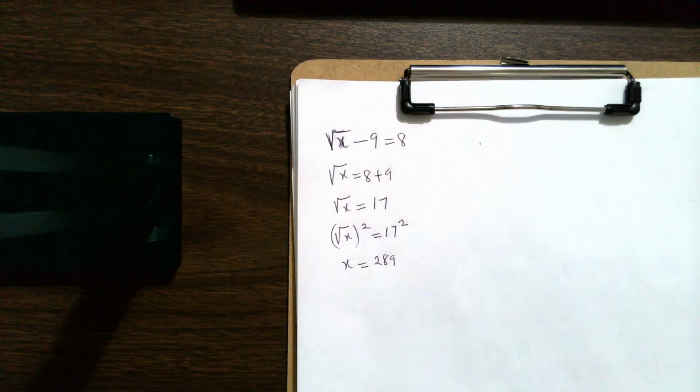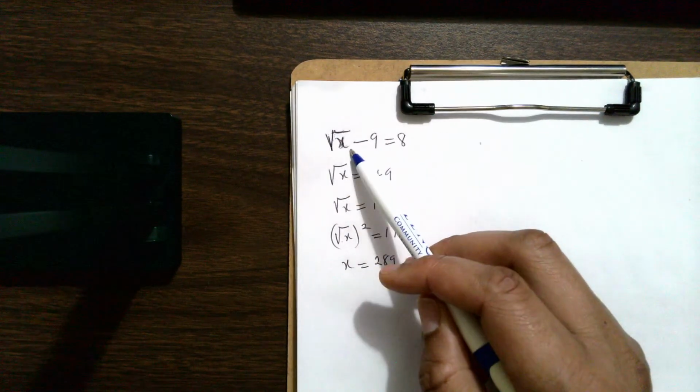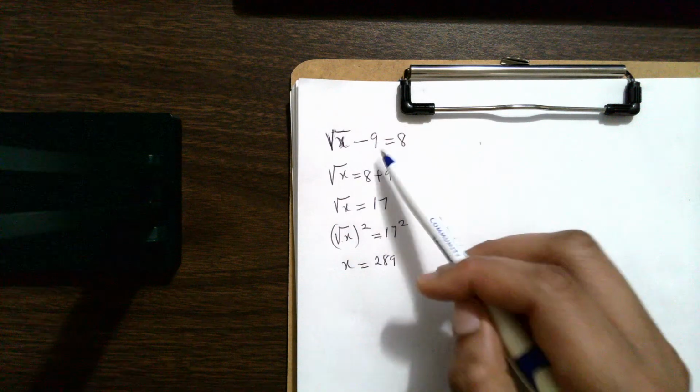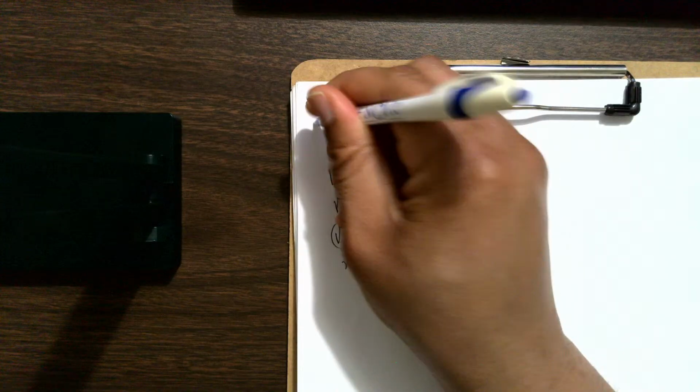So that's it. If you have time, it's good to check. The square root of 289 gives us 17, and 17 minus 9 is 8. So this is question 1.